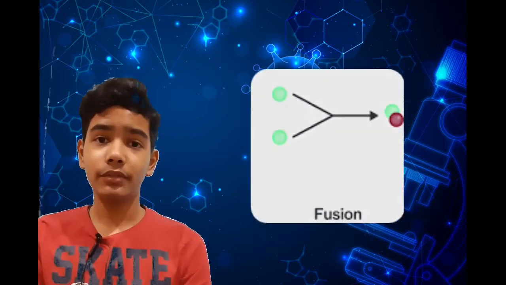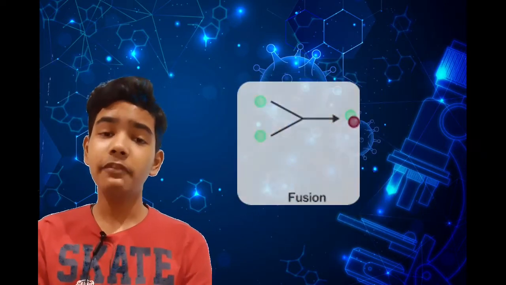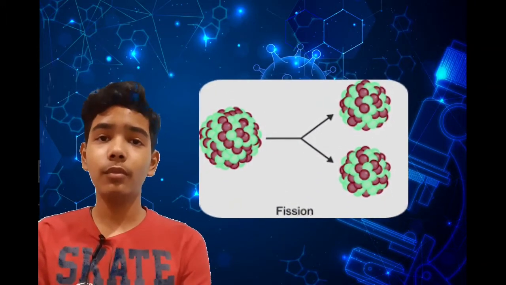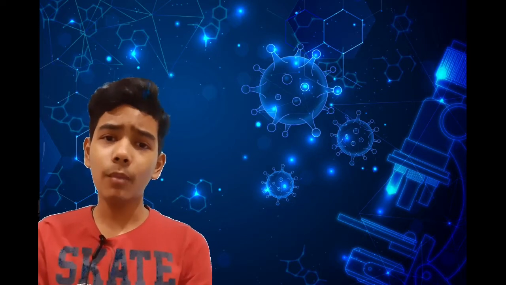So, fusion is very different from fission. In fusion, we join atomic nuclei, whereas in fission, we split atomic nuclei. The most common form of fusion is using hydrogen and combining two or more hydrogen atoms to make one helium-4 atom. The most common example of nuclear fusion in nature is the sun.